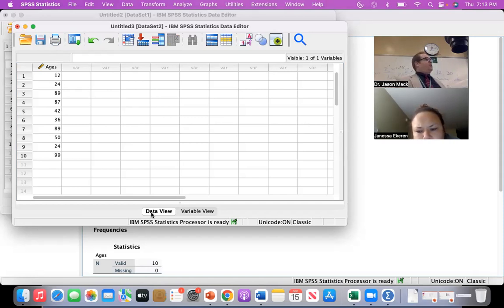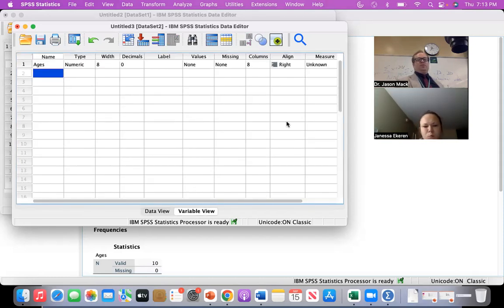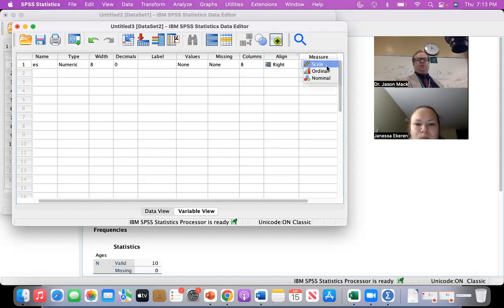Everything you enter into the variable view section, it translates into the data view for anyone normal to read, right? Yeah. For example, the data view is the building, but the variable view is like the blueprints. Yeah, that's 100% it.